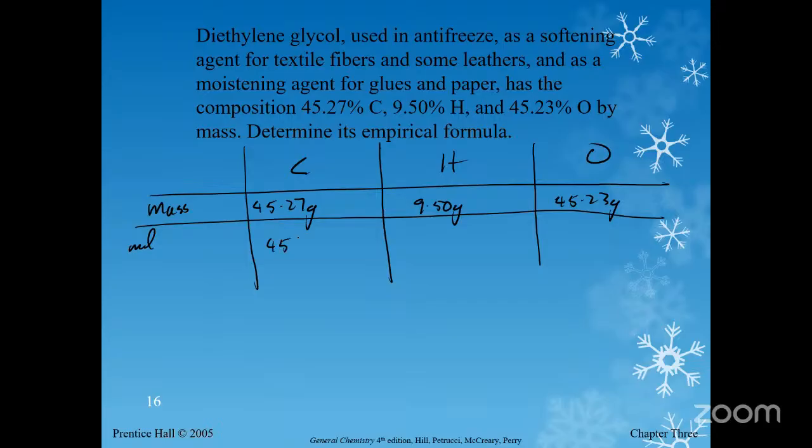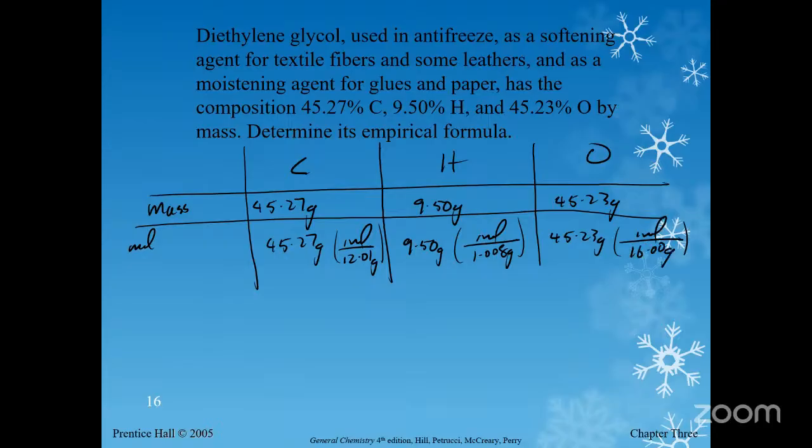So 45.27 grams, I'm going to multiply that by 1 mole over 12.01 grams. Hydrogen, 9.50 grams, I'm going to multiply that by 1 mole over 1.008 grams. And then finally, in the case of oxygen, it is 45.23 grams multiplied by 1 mole over 16.00 grams. All right? So let's work out what each of these would give, starting with the carbon.